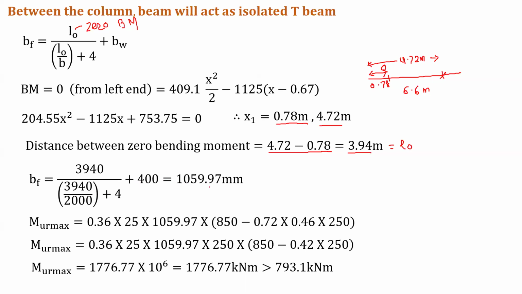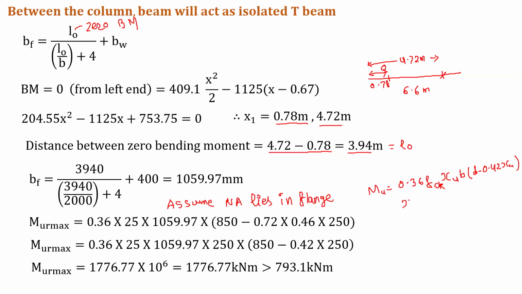And we have 10559.97. Now we will consider, assume neutral axis lies in flange. And maximum value we are considering, so when it lies in flange, we have Mu is equal to 0.36 fck Xu into B in bracket d minus 0.42 Xu. Now we are assuming that Xu is equal to Df, that is depth of slab.